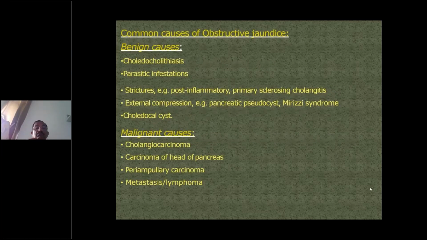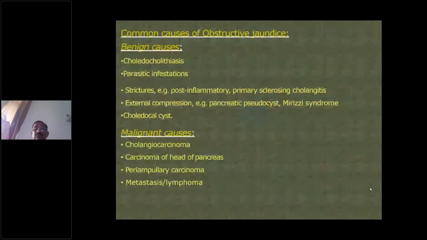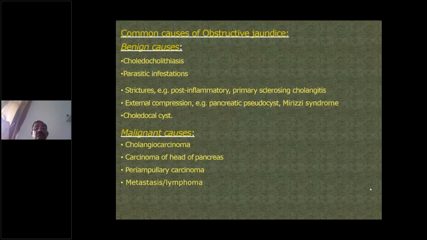So common causes of obstructive jaundice can be divided into benign and malignant, or they can be divided into mural, intraluminal, and extrinsic. But I think benign and malignant is an easier way to look into it. The most common causes are enumerated here. In the benign causes, the most common is choledocholithiasis. The other ones are the parasitic infestations, and benign strictures that are mainly post-operative, post-inflammatory, and associated with primary sclerosing cholangitis.